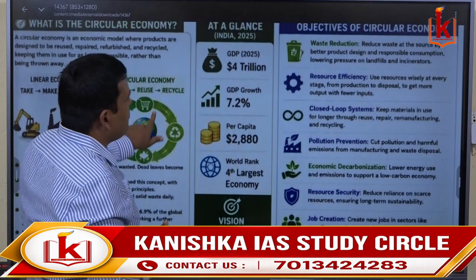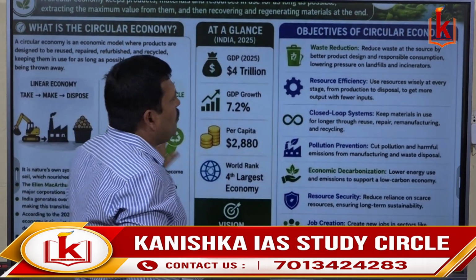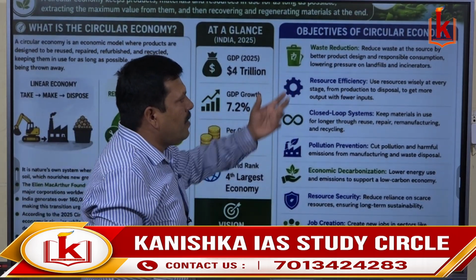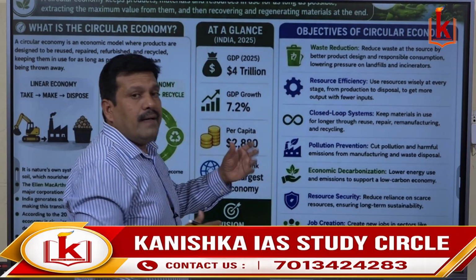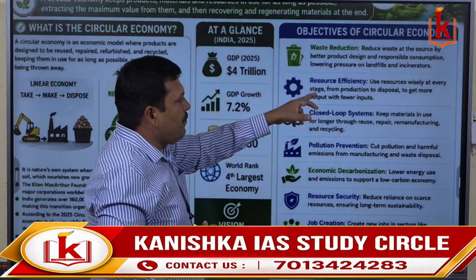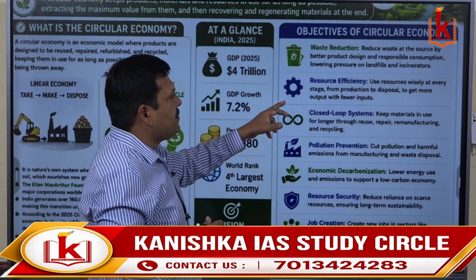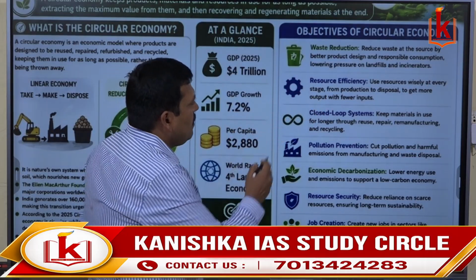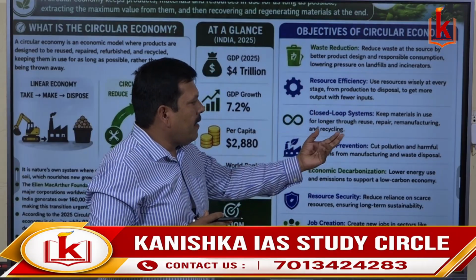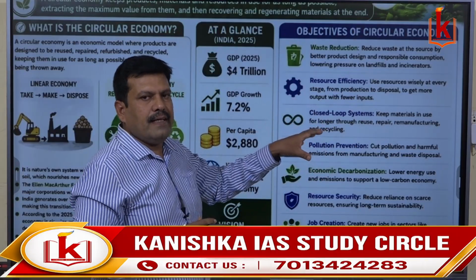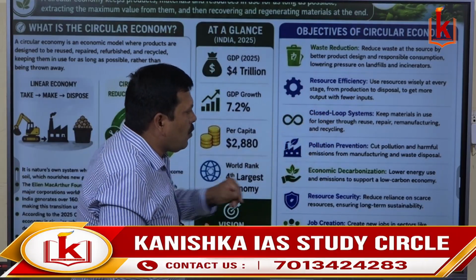So coming to the objectives of circular economy. There is waste reduction. How do we reduce the waste? We reduce the waste by better product design and resource efficiency, using resources wisely at every stage from production to disposal. Then closed loop systems. That means we reuse, repair, remanufacture and recycle the products. So that's about closed loop systems.